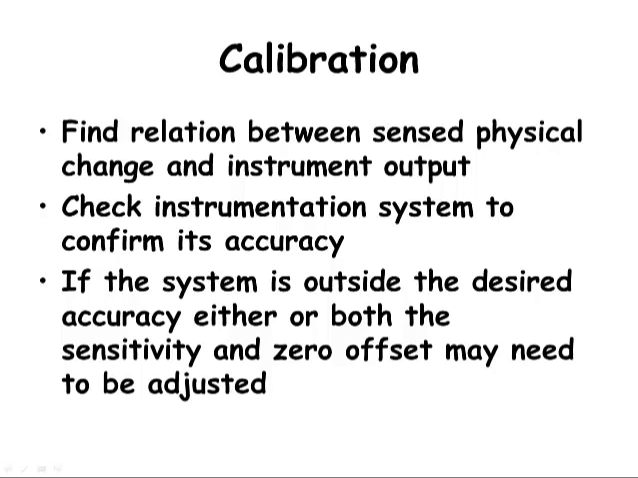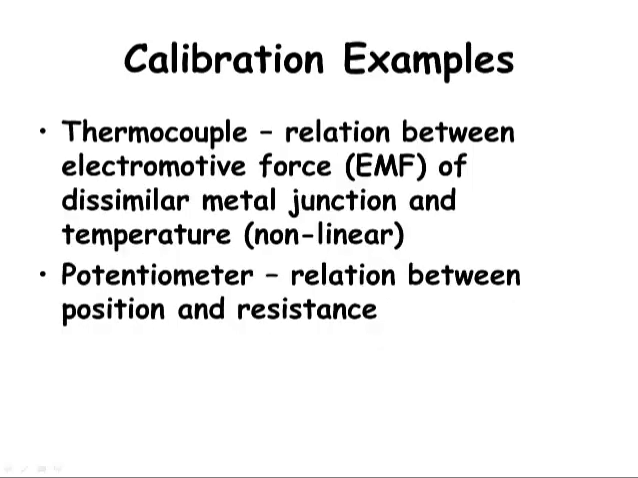For this class we will focus on the first purpose, finding the relation between a sensed physical change and the instrument's output. Every sensor needs to be calibrated to find the relationship between the sensor output and the sensed physical change. For example, thermocouples with dissimilar metal junctions generate a small electromotive force or voltage in response to the temperature sensed. A calibration curve is needed to relate the electromotive force, or EMF, to temperature. The relations for thermocouples are nonlinear.